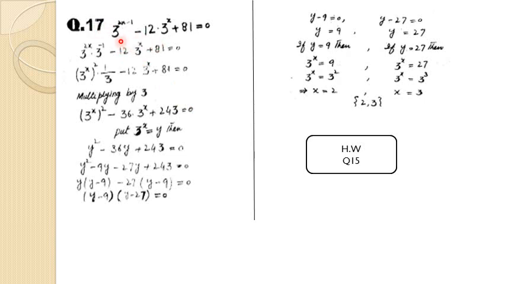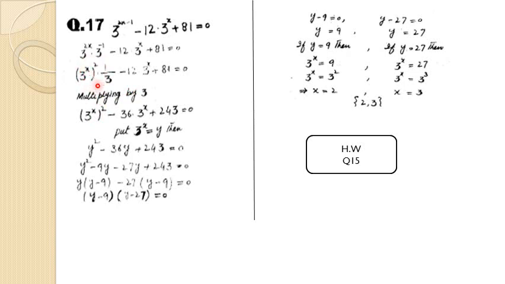3 raised to the power 2x minus 1 minus 12 times 3 raised to the power x plus 81. First I break the power: 3 raised to the power 2x raised to the power minus 1. Now you can see that it is (3 raised to the power x) the whole square and 1 upon 3. I am multiplying 3 with the whole equation.